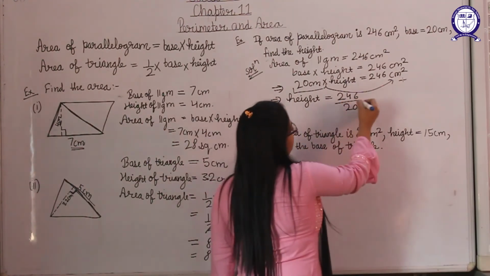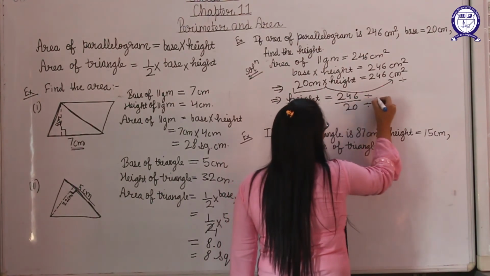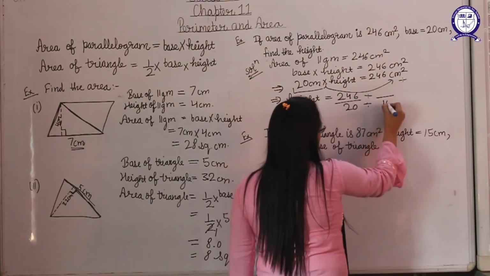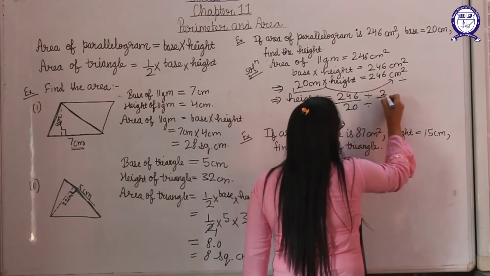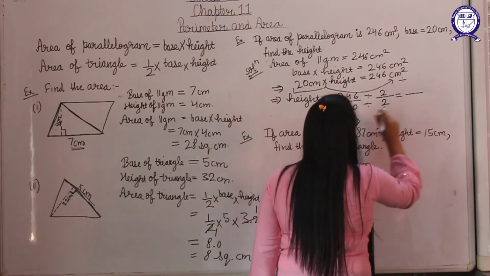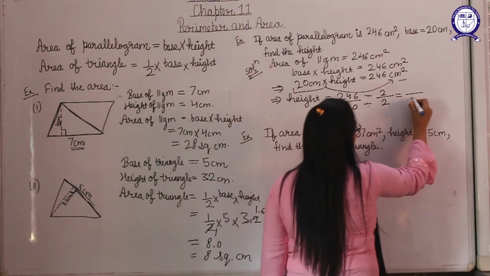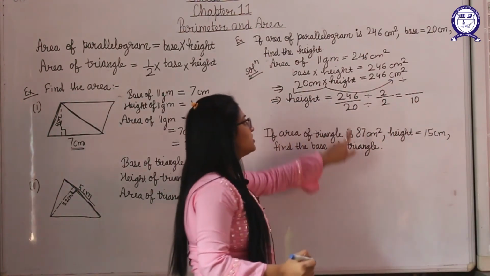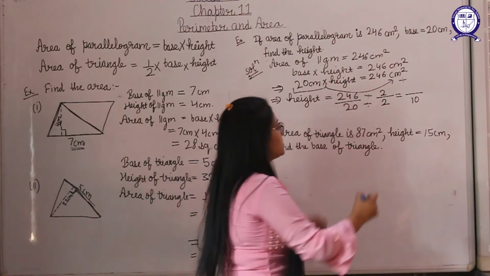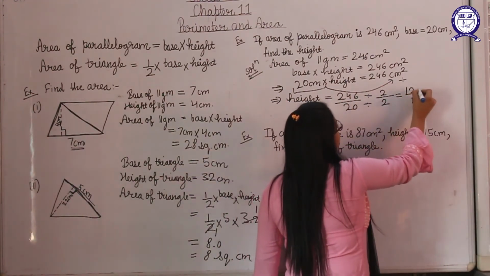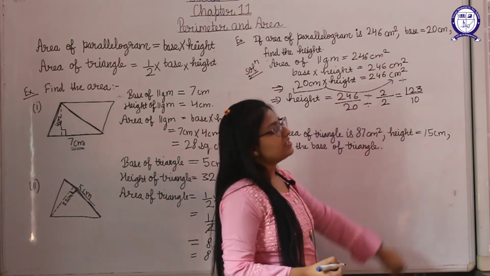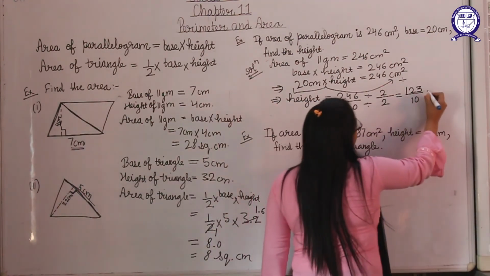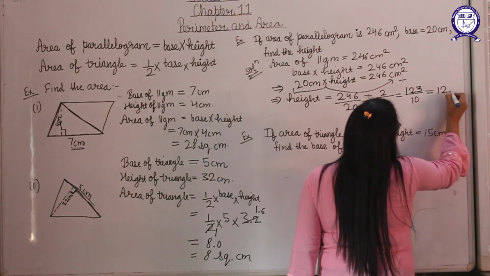Now as these both are divisible by 2, so we will divide by 2. So we will be getting 10 here. What we are doing students, we are dividing both of them by 2. So 20 divided by 2, we are getting 10 here. Now 246 divided by 2. So 2 1s will be 2, 2 2s is 4 and 2 3s is 6. We are getting 123 by 10. Now we can easily change it into the decimal. So it will become 12.3.